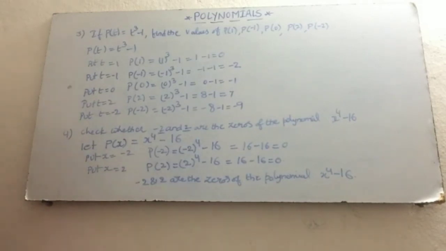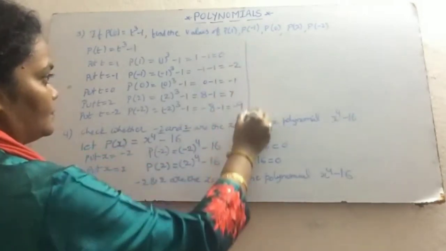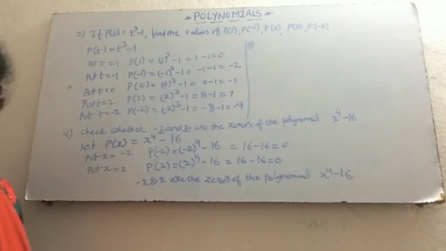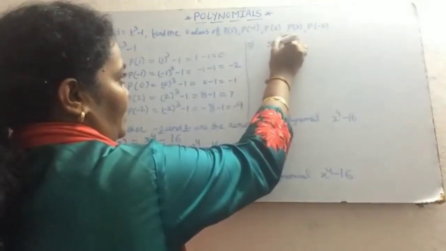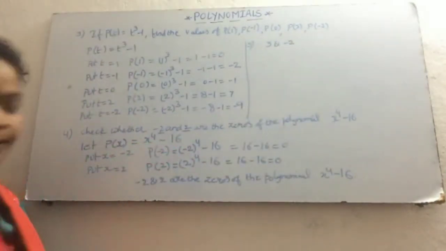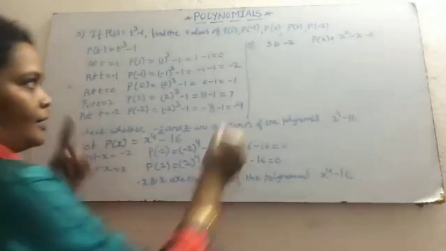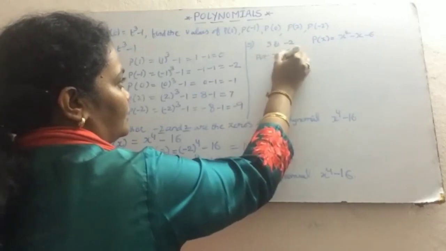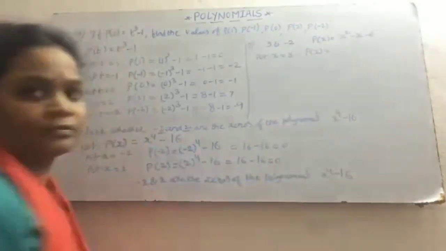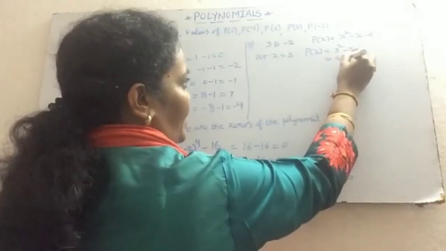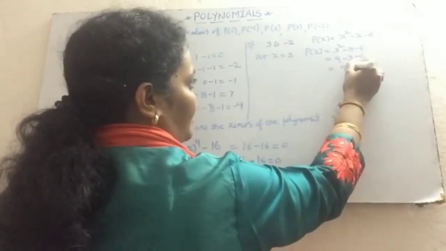And next problem. Check whether 3 and minus 2 are the zeros of the polynomial P of x equal to x square minus x minus 6. Now, put x is equal to 3. Then P of x equal to 3 square minus 3 minus 6. That means 9 minus 3 minus 6. That equal to 9 minus 9 equal to 0.